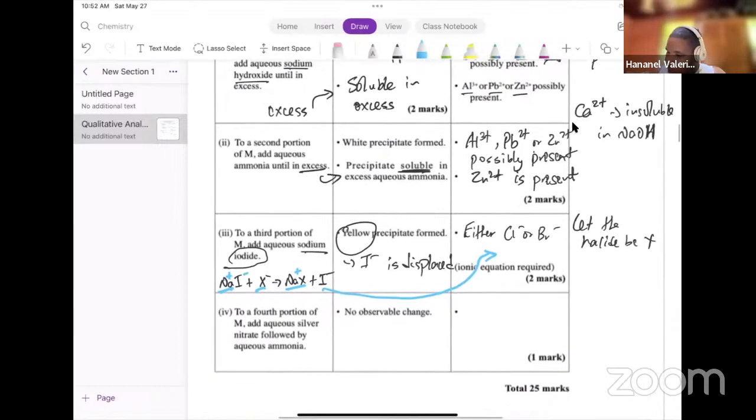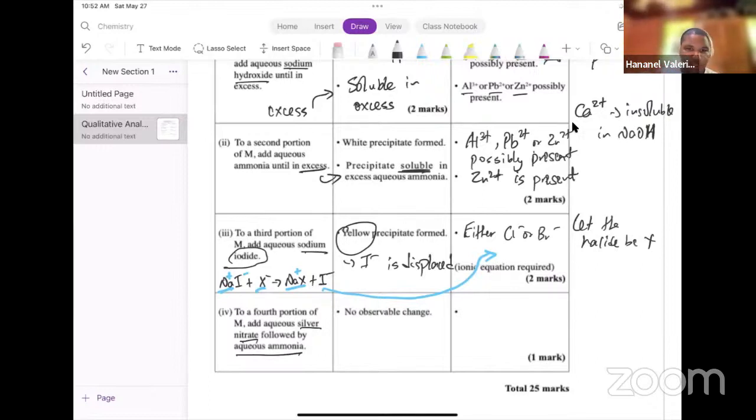So you get 1 mark for stating either chlorine or bromine, the other mark for the ionic equation. And then the next one, it says a fourth portion of M. Of course, when you do chemistry, we're going to test the same thing over and over again. We take a little bit of that, a little bit of that. So the fourth portion of M, add aqueous silver nitrate, followed by aqueous ammonia.